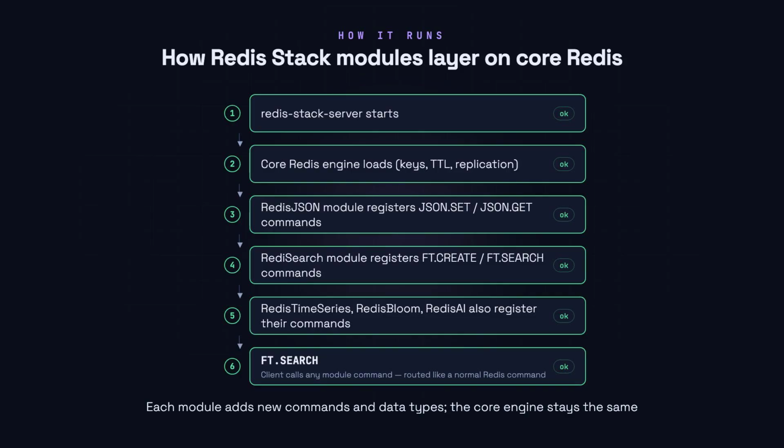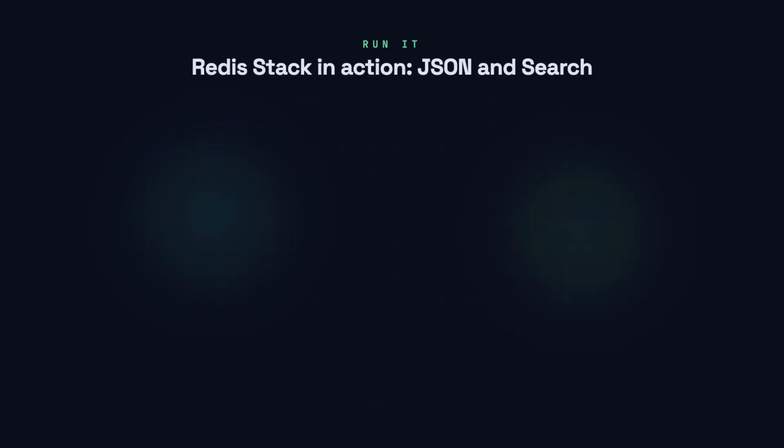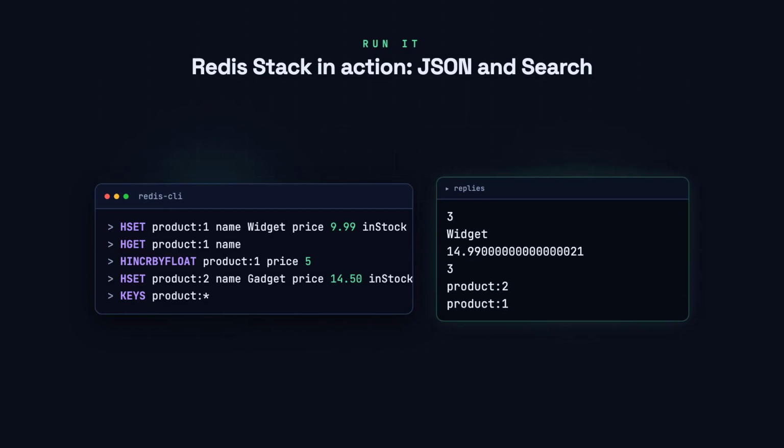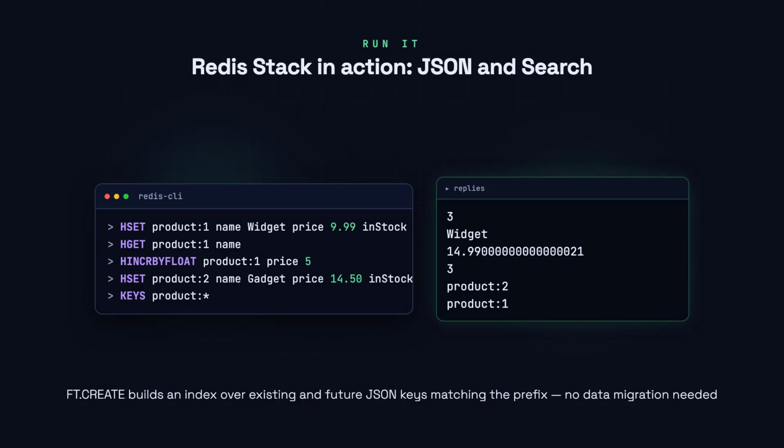Same protocol, same connection. First, we store a JSON document with JSON.SET, update a field in place with JSON.NUMINCRBY, then create a search index with FT.CREATE. After that, FT.SEARCH lets us query by full text or numeric range, no extra infrastructure required.